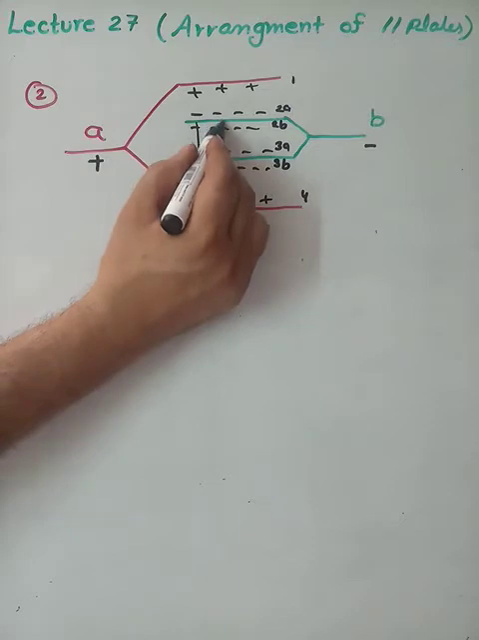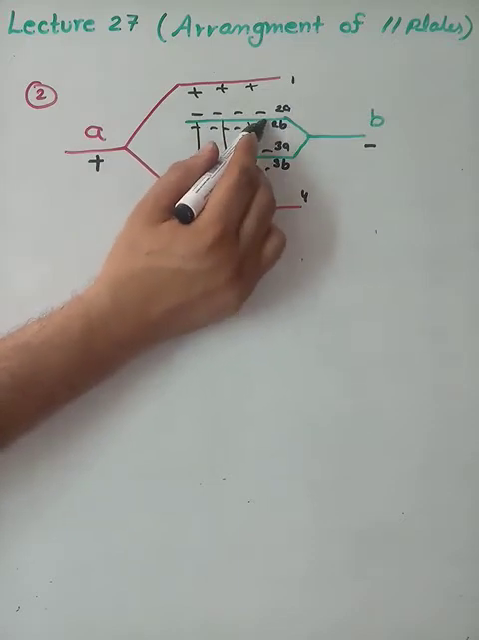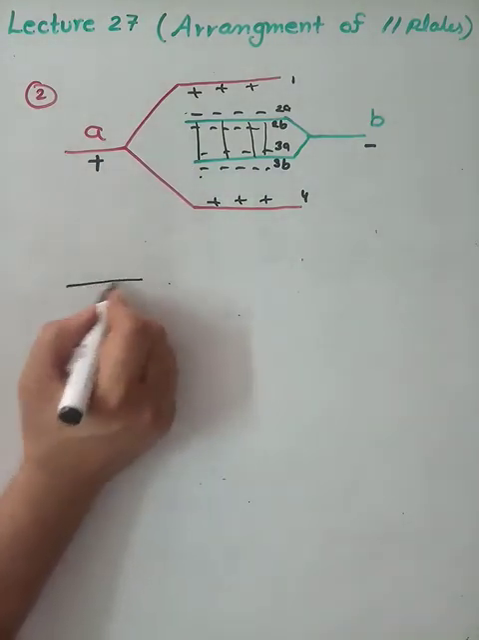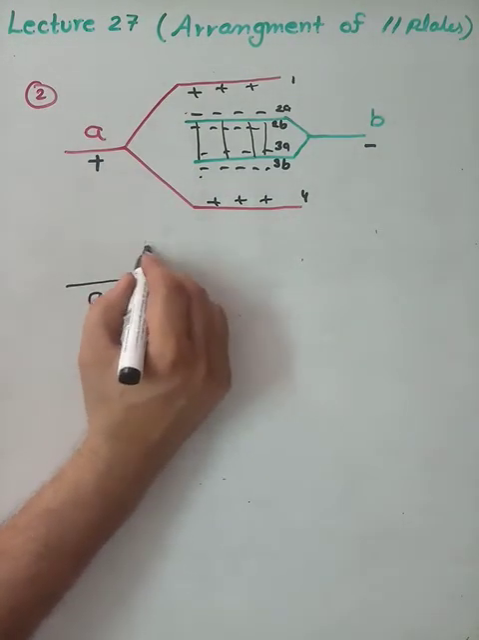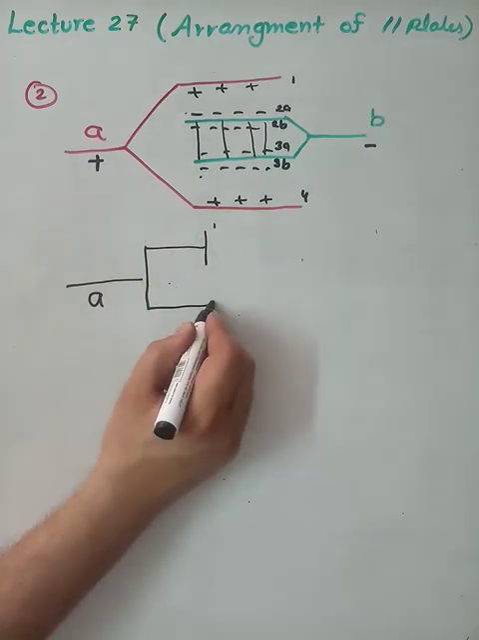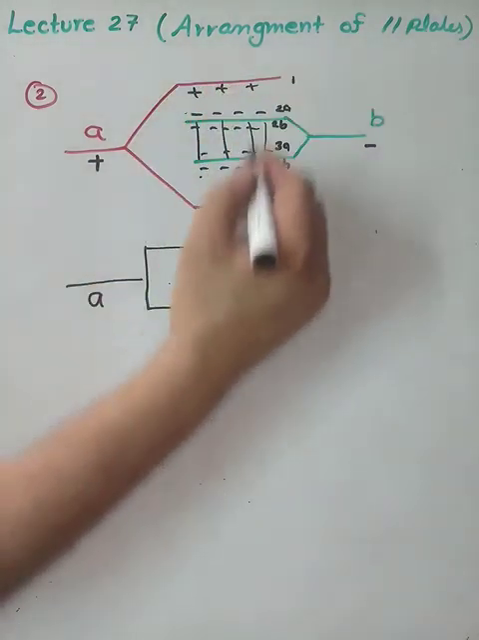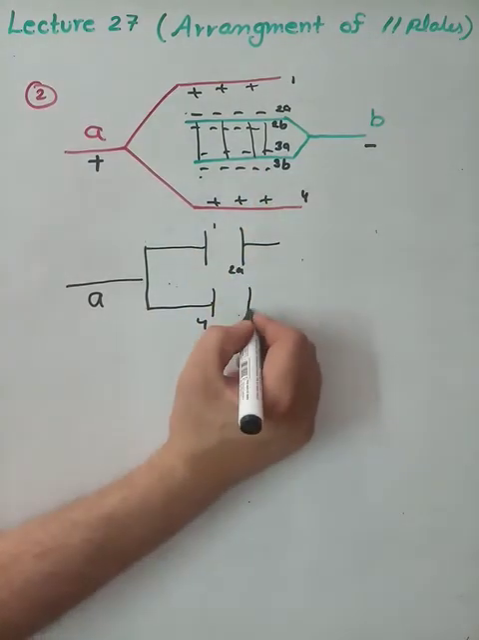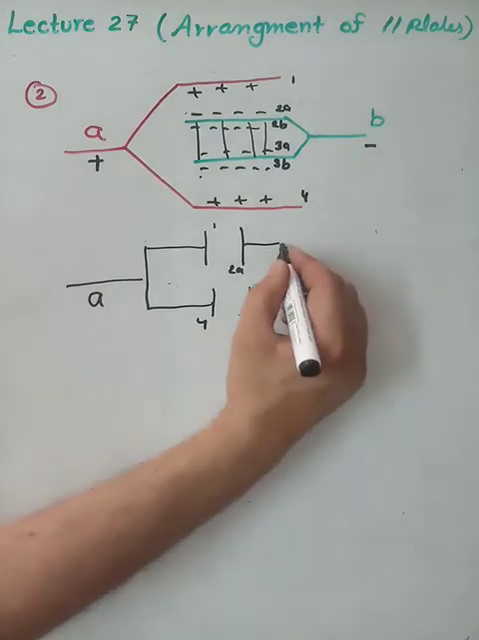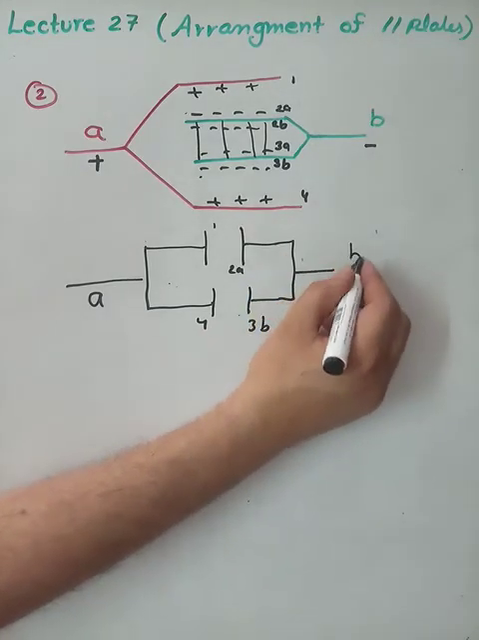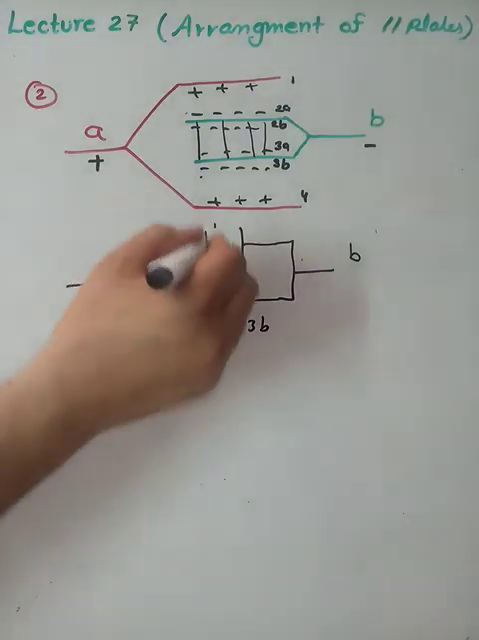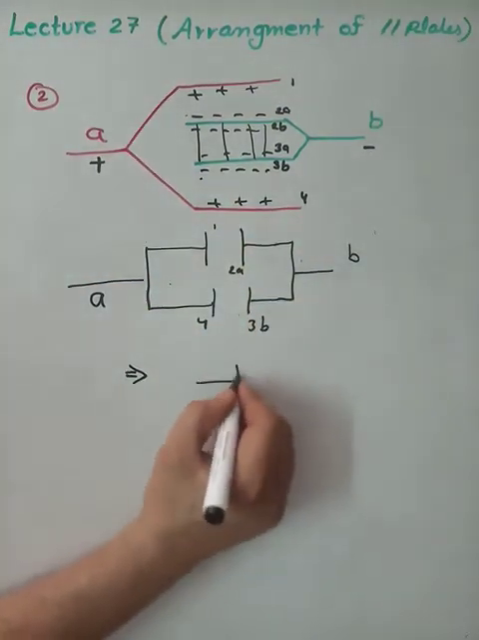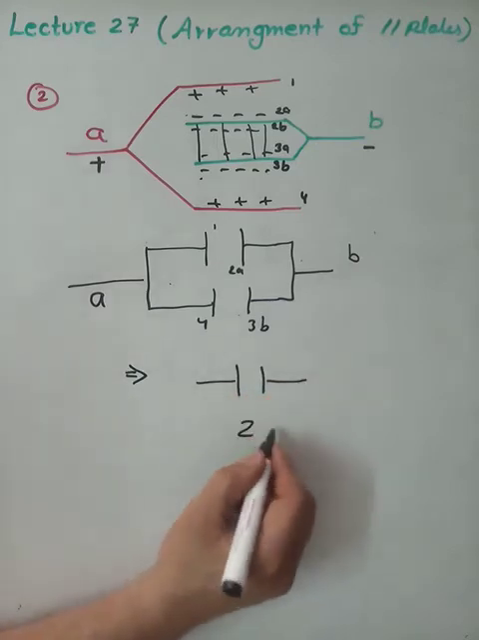Now if we neglect this portion, we have negative plate connected with negative. Now we start with A. A has two plates, number 1 and number 4. In front of 1 we have 2A, in front of 4 we have 3B, and both this 2A and 3B are connected with B. Now these two capacitors are clearly in parallel combination, and we get the answer 2C.